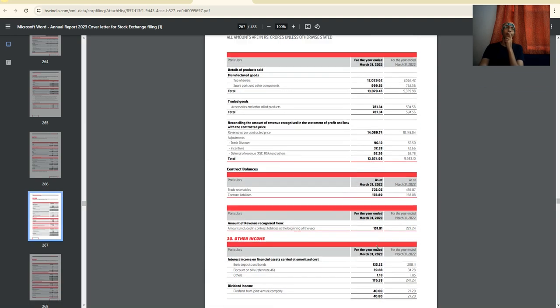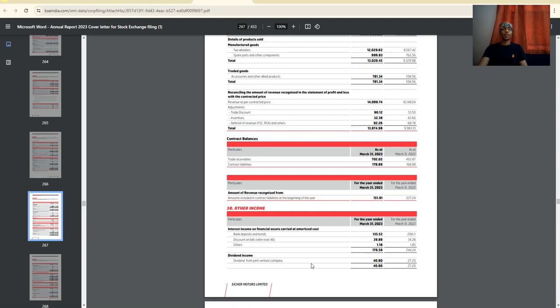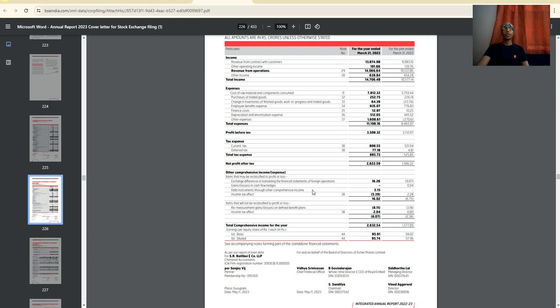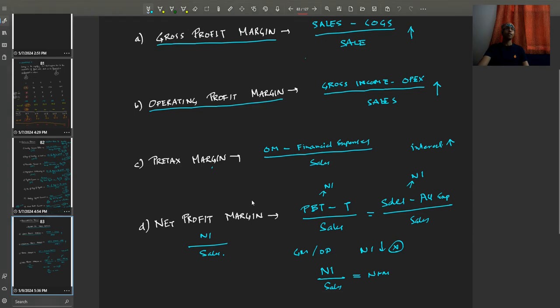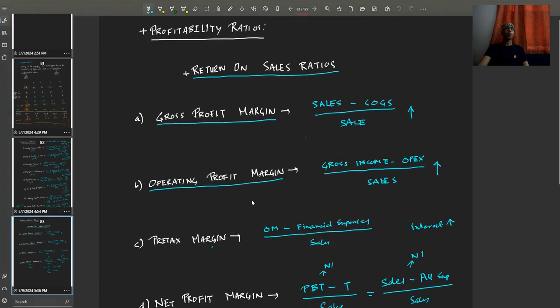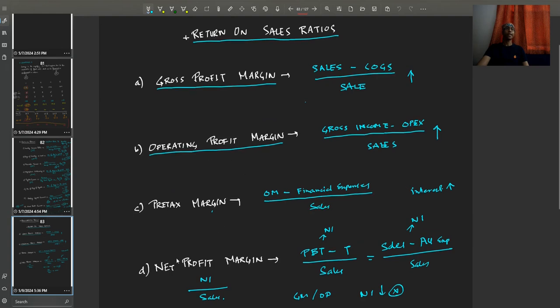So whatever other assets they have created, which is basically investments in mutual funds and ETFs, that is giving them a lot of other income. And apart from that, dividends from joint venture companies, bank deposits and bonds they have invested in. So this is net profit after tax. Okay, we have done that. So we have done all these things: gross profit margin, operating profit margin, pre-tax margin, net profit margin.